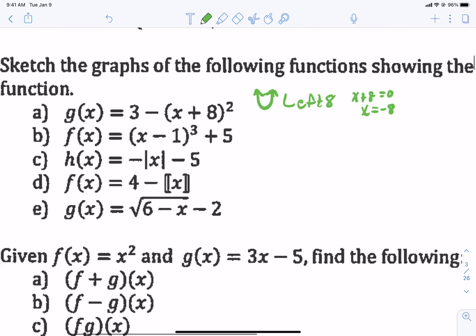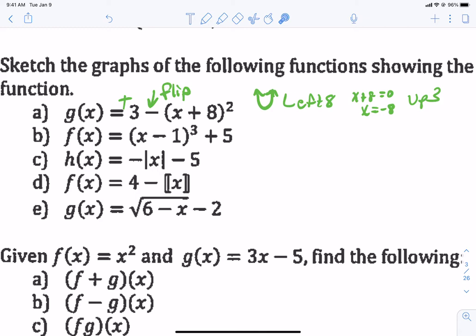Now, a negative in front of the function is going to flip it. And then this is really a plus 3. And remember, if you add or subtract on the outside, it's going to move it up or down. So let's just kind of go down the list here. This is going to go up 3. This one's going to go up 5, down 5, up 4, because that is positive. Don't look behind it. Look in front of it. Down 2. Okay.